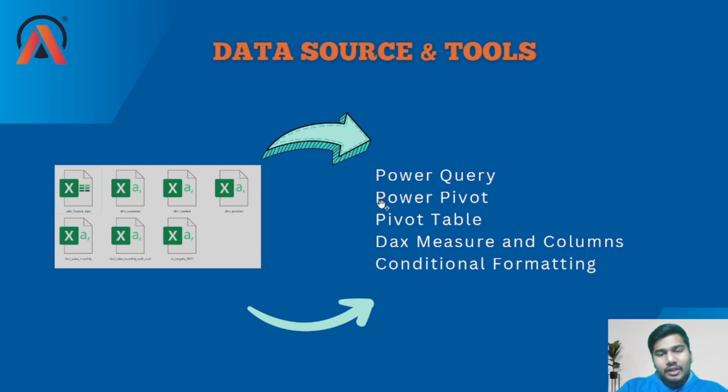And after that, we used Power Pivot, where we made relationships between all these tables so that they can connect with each other. And we also formed DAX measures and columns in the Power Pivot. And in the pivot table, we made the report so that it becomes dynamic, and we can use the filter option there. In the end, we used conditional formatting so that the report looks visually attractive, and we can easily watch that report and find out the insights.